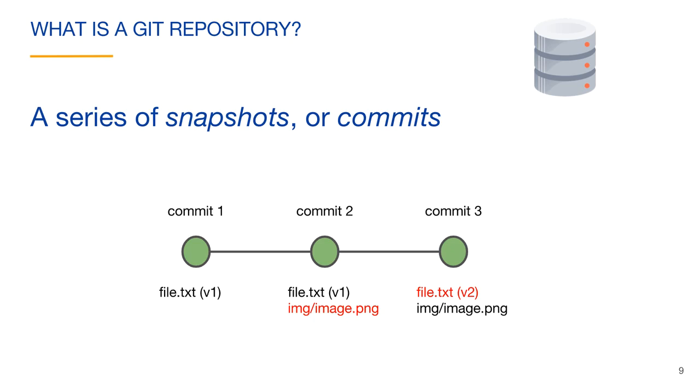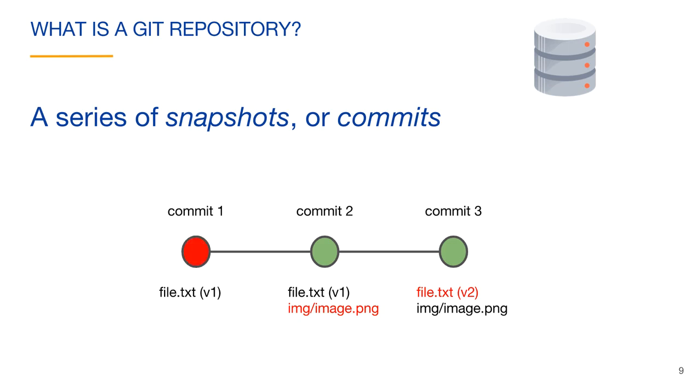A Git repository contains a series of snapshots of the project over time, which are known as commits. Each commit contains all of the directories and files of the project at the time the snapshot was taken. You can go back and view the project at earlier points by viewing the older commits. In this example, the repository holds 3 commits.